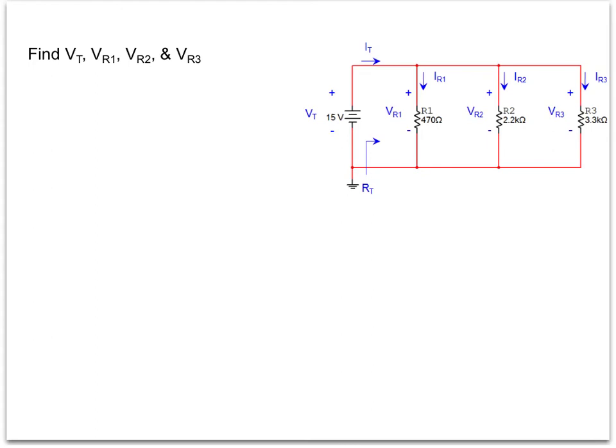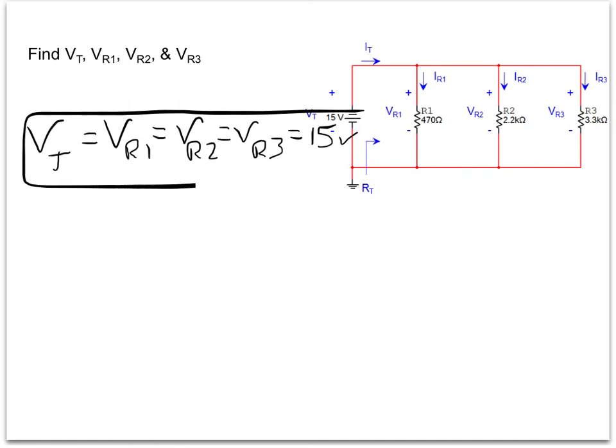Now we're supposed to find the total voltage, and then the voltage across each component. Well, fortunately for us, in every parallel circuit, the total voltage is equal to the voltage at each resistor, each component. They're all the same. For this particular problem, we can see this battery, this power source here, is 15 volts. So they're all 15 volts.